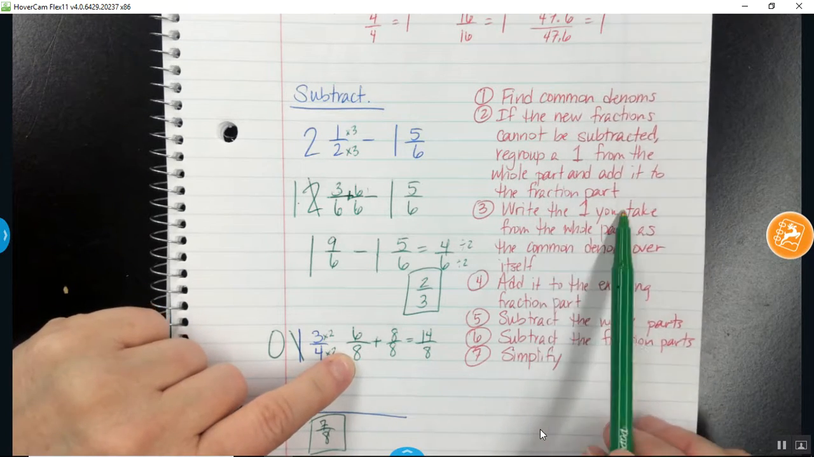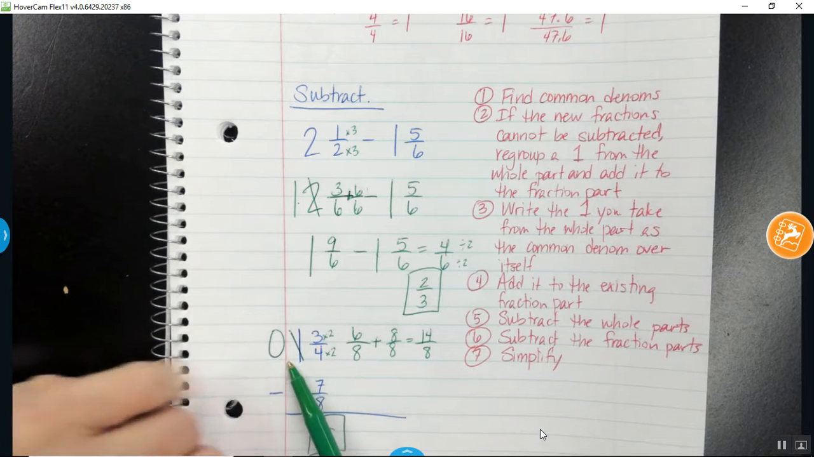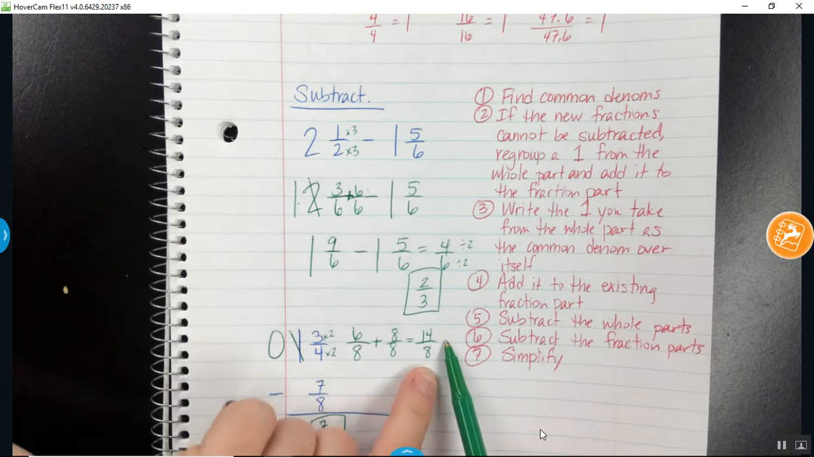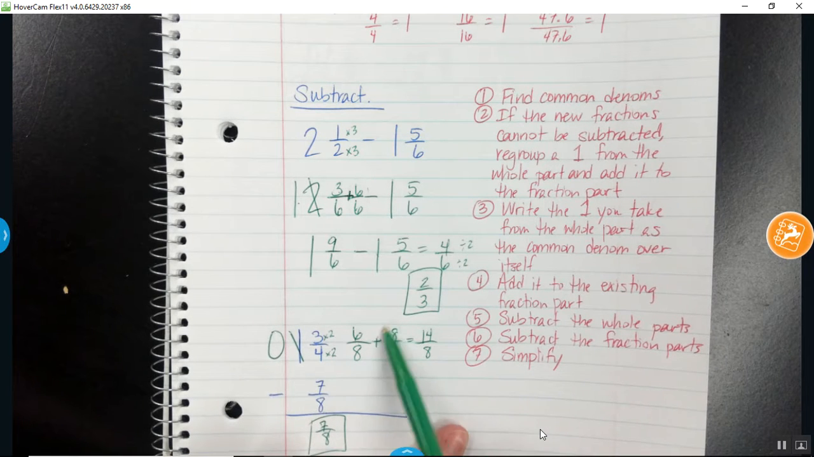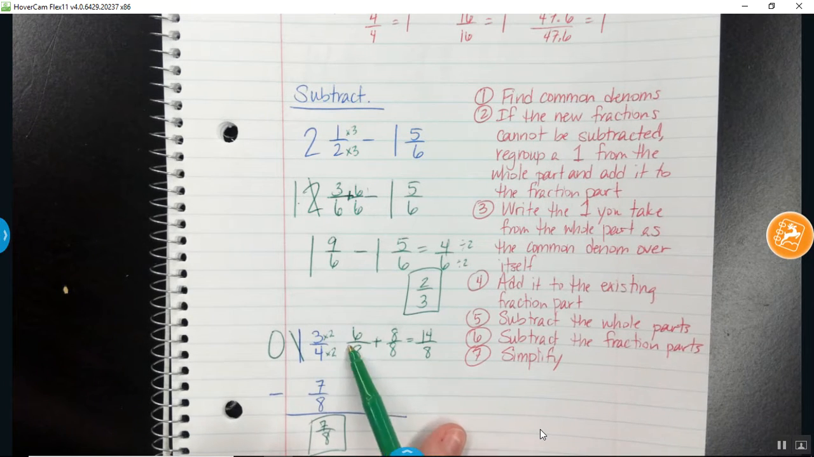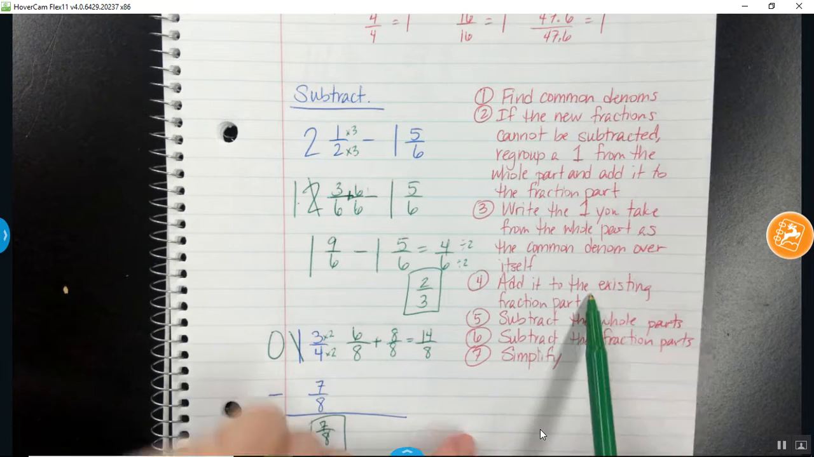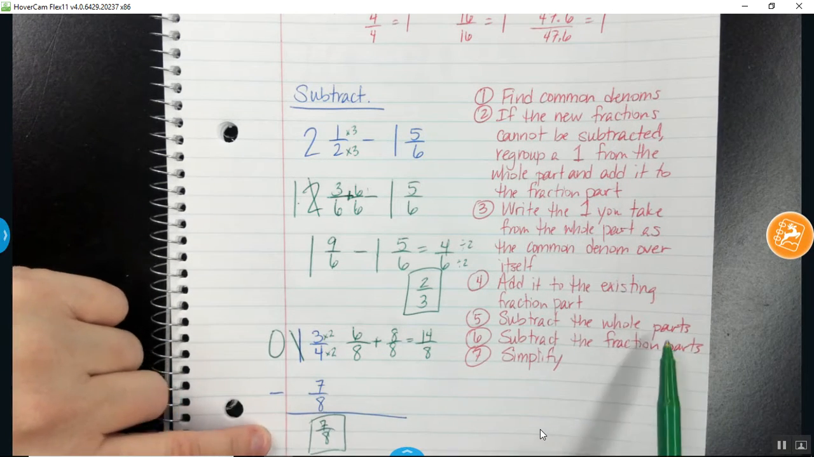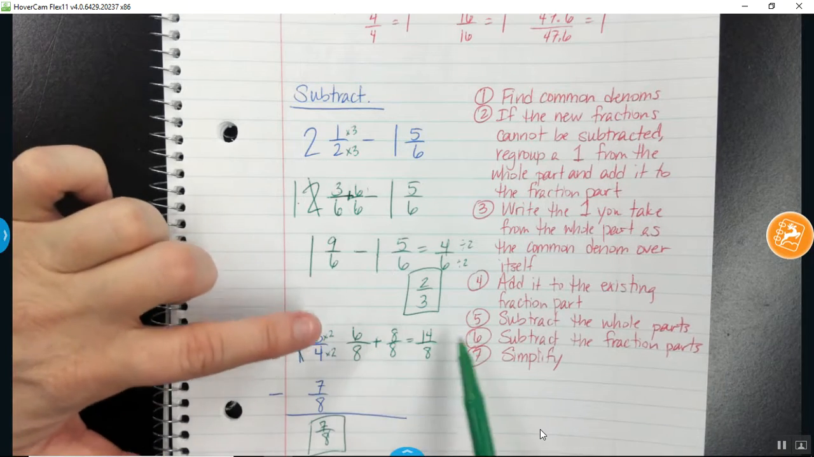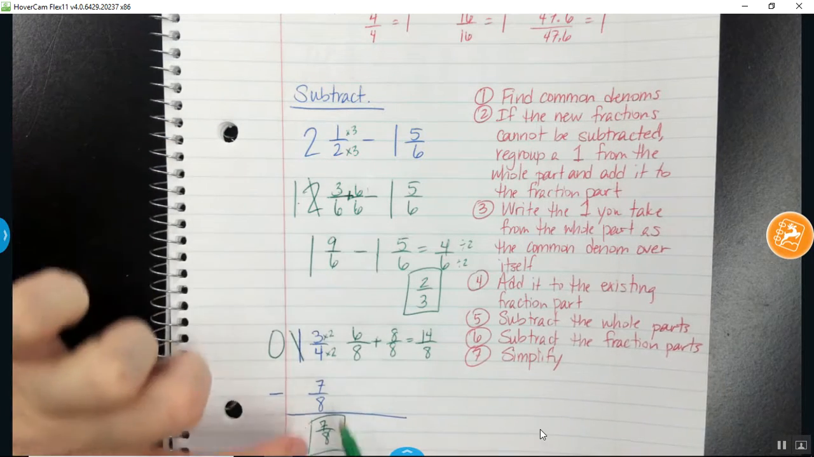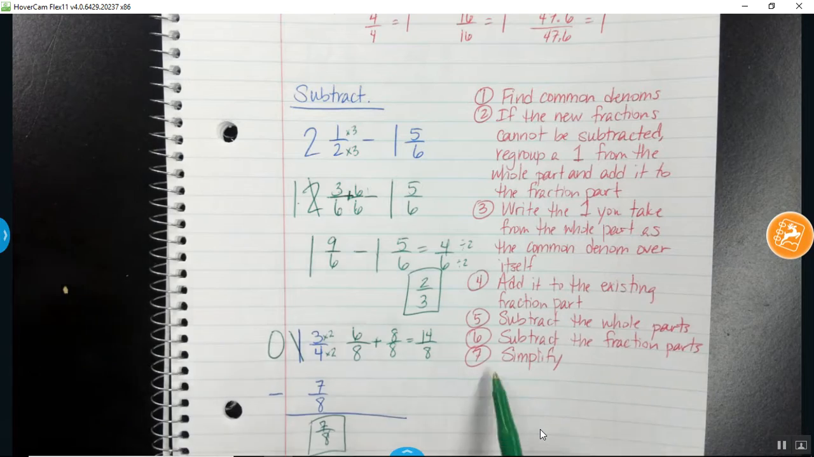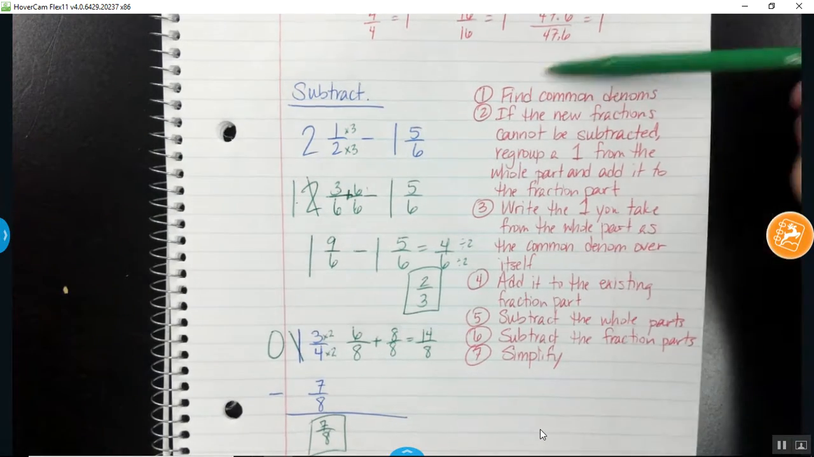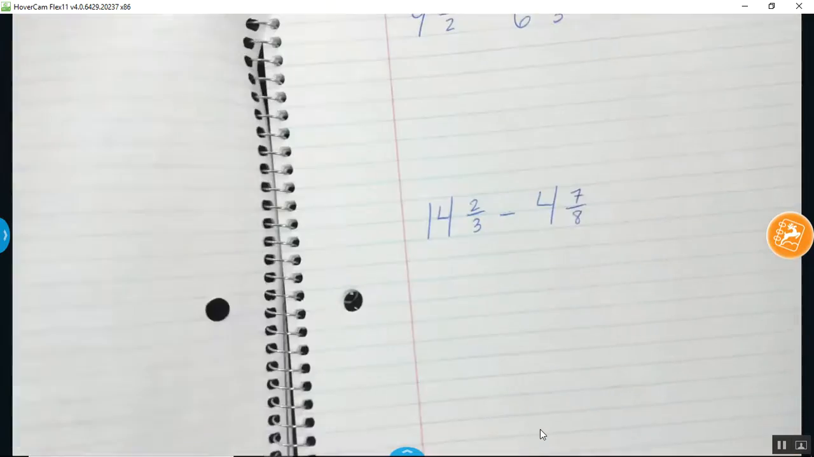You write the 1 you take from the whole part as the common denominator over itself, and then you add it to the existing fraction part. Okay, there's the 1, there's the existing fraction part, and you get this. Then you subtract the whole parts, which was 0 minus nothing is 0. You subtract the fraction parts, 14/8 minus 7/8 is 7/8, and then you simplify it, and there's nothing to simplify here. So everything you need is right here. Come back to it if you need to.